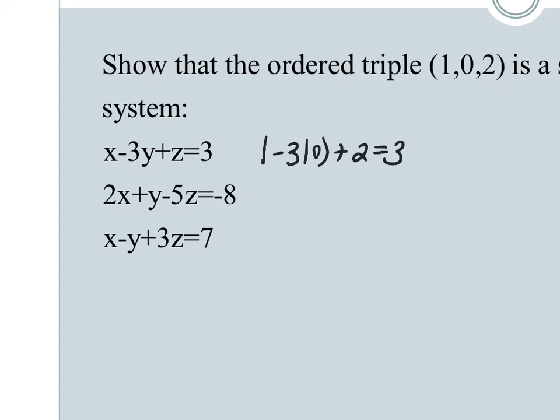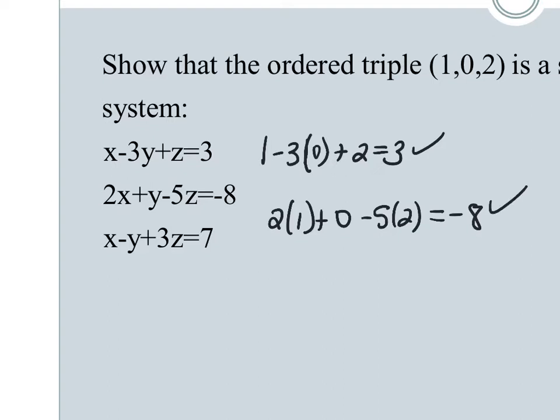Now you guys can work this out. What's 1 minus 3 times 0? 0. So 1 minus 0 is 1, 1 plus 2 is 3, so this one works. Then your second one, you're going to say, okay, 2 times 1 plus 0 minus 5 times 2, does that equal negative 8? Well, what's 2 times 1 plus 0 minus 10?